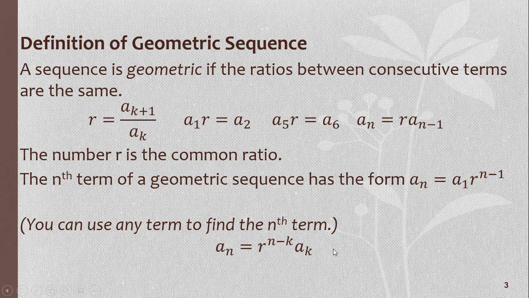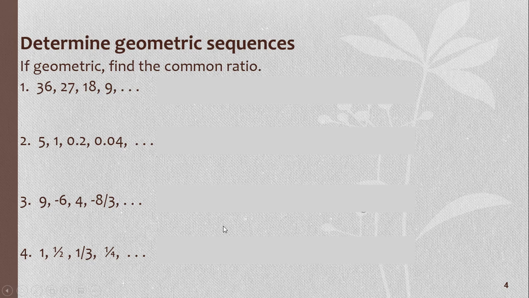So let's look at a couple examples here. If this is geometric, find the common ratio. Well, it's 36, 27, 18, 9. Well, I don't think that's a common ratio. It looks more like an arithmetic sequence because I'm subtracting 9 every time. So it's got a common difference, but does not have a common ratio. So let's take a look at the next one.